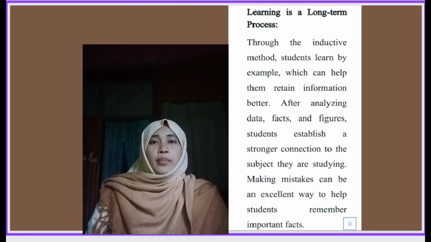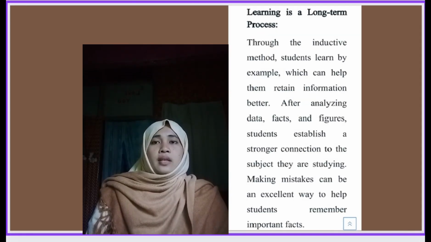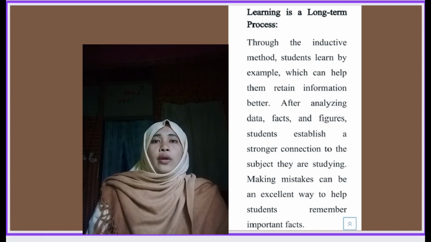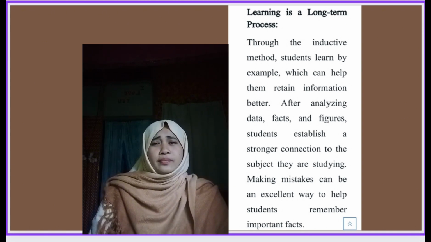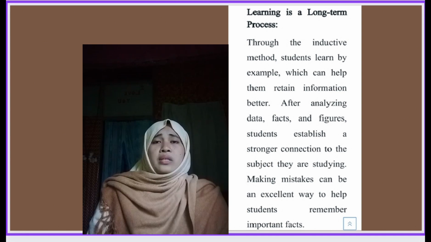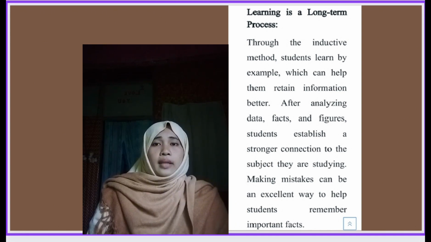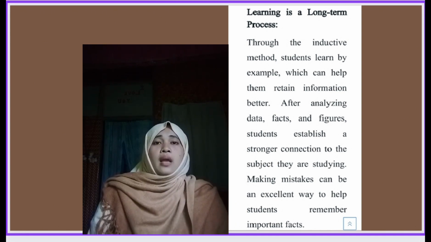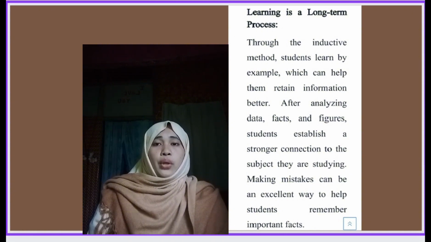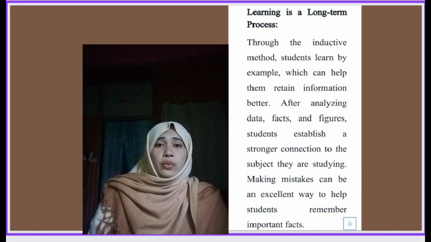Under the inductive approach, which places a strong emphasis on active learning, students must look critically at the data, recognize trends, and draw their own conclusions. The inductive approach is very effective. It requires students to process and analyze data.